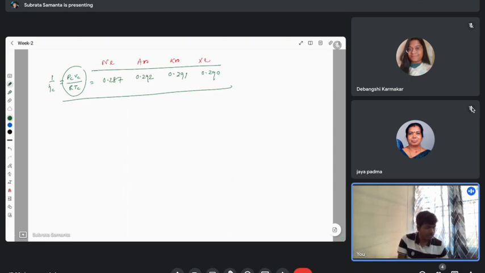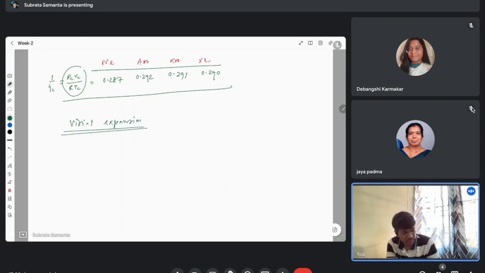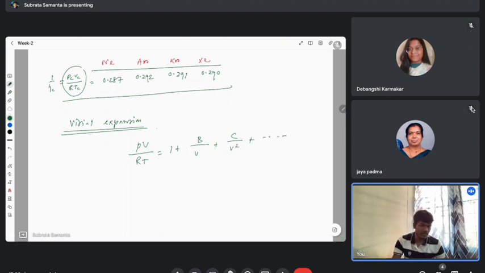So in that way, we can write a virial expansion for more general gases. We can write the virial expansion: PV by RT is 1 plus B by V plus C by V square plus a series of these expansions. These coefficients are called the virial coefficients. This is in general, and we calculate for separate gases what the coefficients B and C are. So B and C are called the virial coefficients.